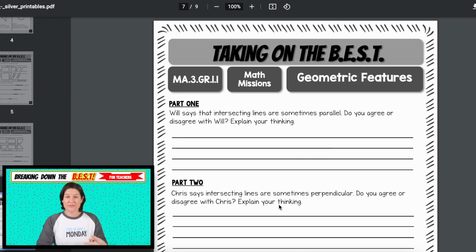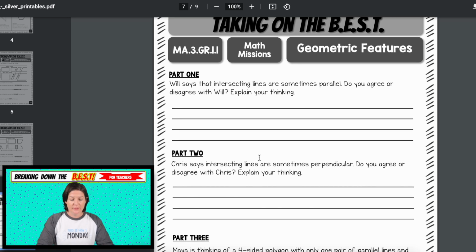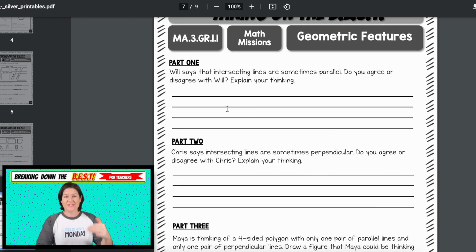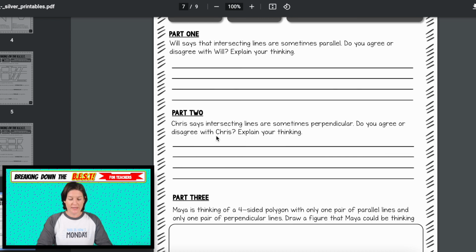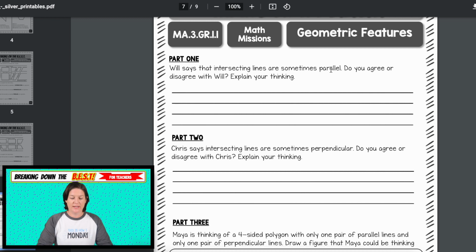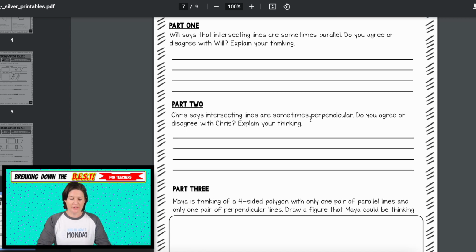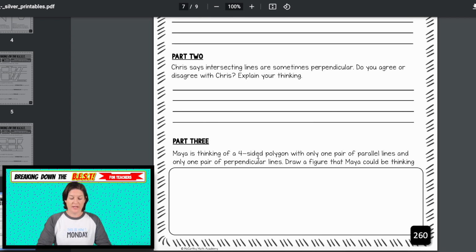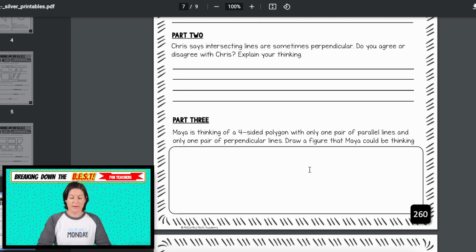The final 2 activities in the silver plan, after you do the video lessons and all the extra practice that goes with it, you also have a math mission. And these are like math tasks, right? It's multi-part problem, multi-steps, kind of throwing everything together. So you can see we're talking about intersecting lines. Will says that intersecting lines are sometimes parallel. Do you agree or disagree with Will? It's taking the learning up a notch. Maya is thinking of a 4-sided polygon with only 1 pair of parallel lines and only 1 pair of perpendicular lines. Draw a figure that Maya could be thinking.